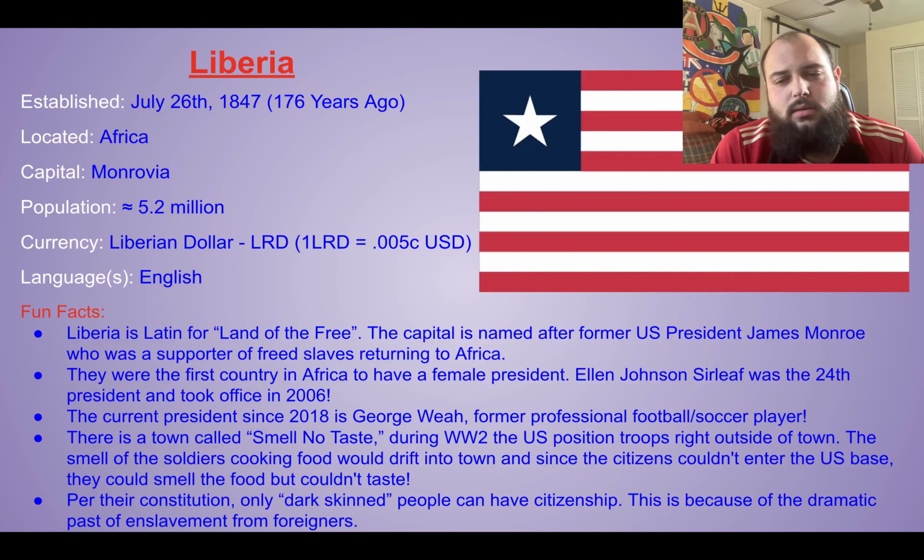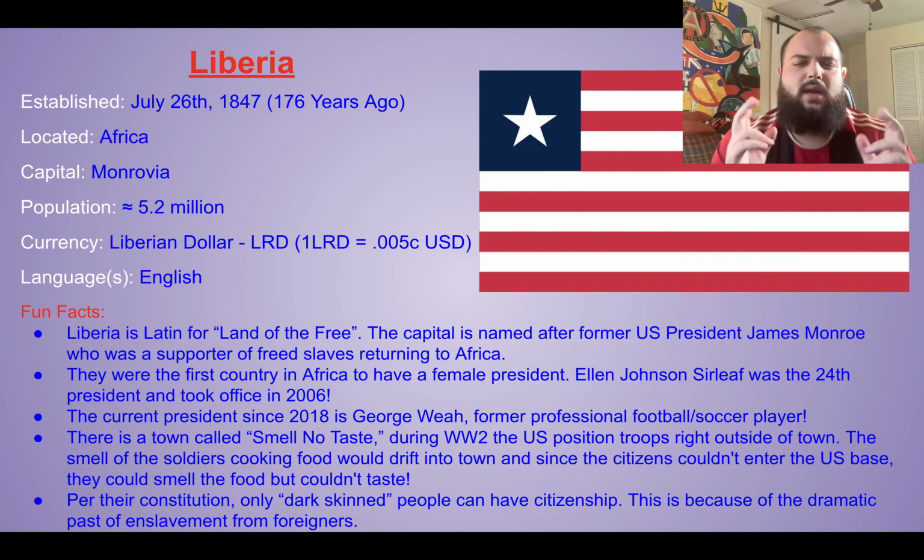I don't know if... I'll have to look into it. I don't even know, if somehow a lighter skinned or a white person would have citizenship and they had a kid there, would that kid automatically get Liberian citizenship? Even if he is lighter or white skinned? I don't know. That's something to think about and look into, I guess.